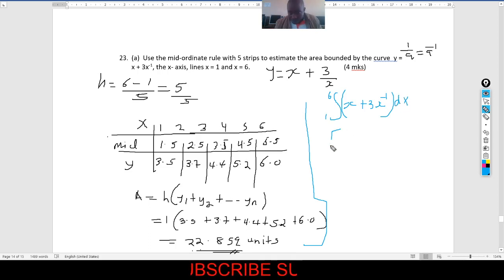So that means from 1 to 6, if you integrate, this is x squared over 2. Because the x equals power 1, you add 1, becomes 2, all over 2, the new power. Then plus, this is negative 1 plus 1 is 0. 0 all over 0, it is infinity. So it is 3 times, 3 all over 0, which is the same as infinity. So it is the same as, just between 1 and 6, we deal with x squared all over 2 alone.